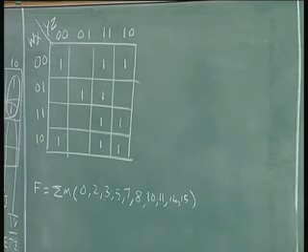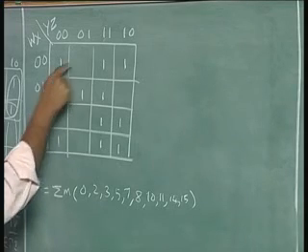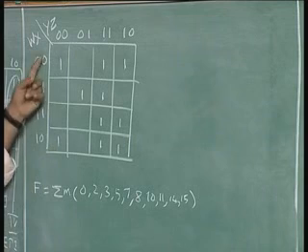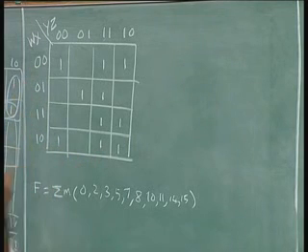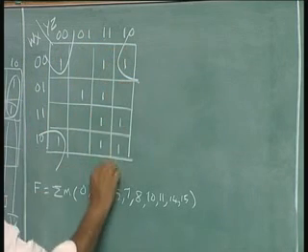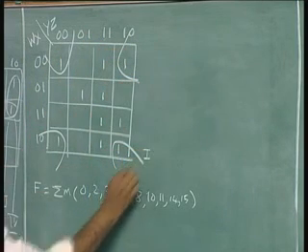So now this one together forms a group, a prime implicant, because they roll over top to bottom and left to right. So I will call this first prime implicant.